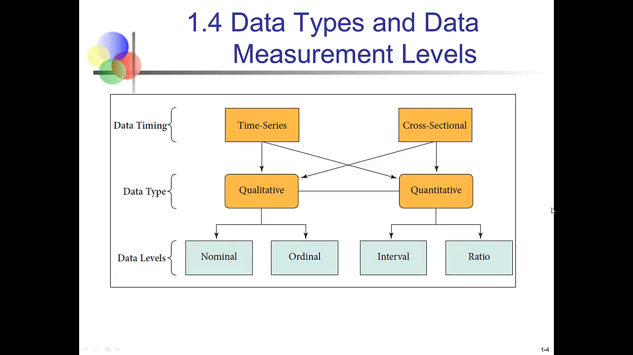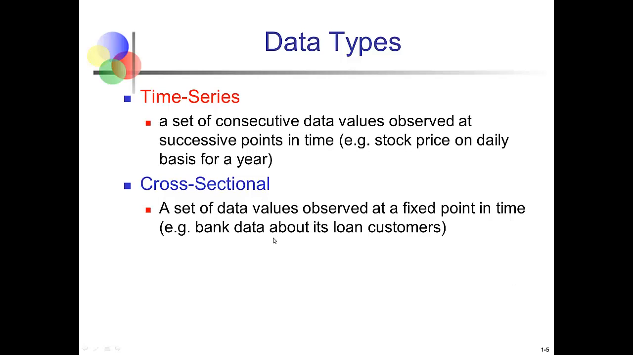The book provides this picture for you to summarize the ways that we categorize data. So we categorize data based on data timing. Timing can be either over time, that's time series, we'll talk about that more in a minute, or cross-sectional at a given point in time. There's the data types, qualitative versus quantitative, and data levels, levels that don't give us a lot of information like nominal, and like ratio where we get a lot of information. Let's start with data timing.